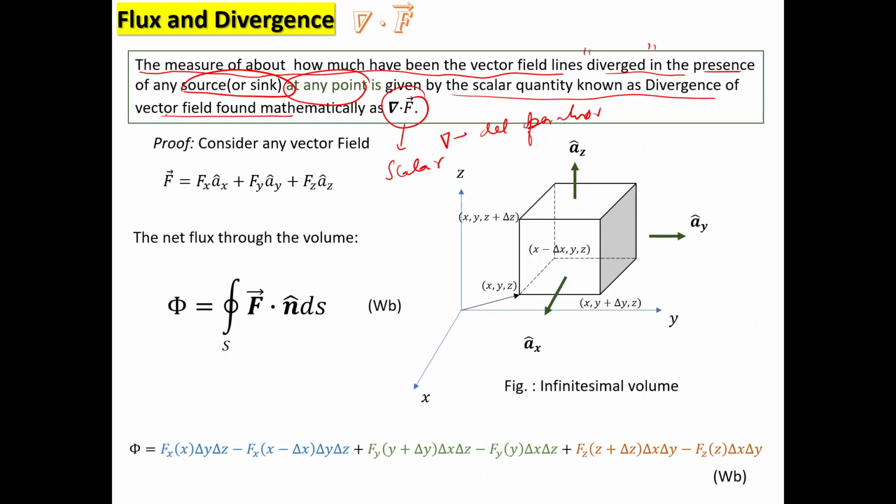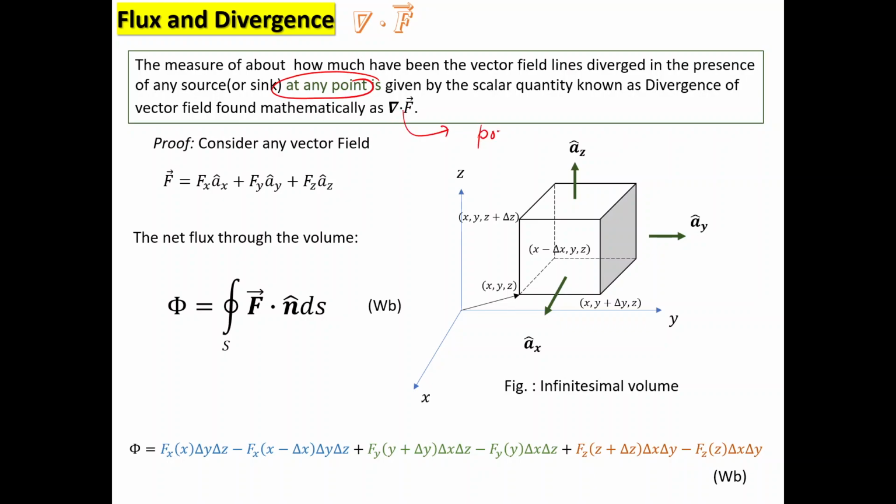Now, divergence indicates the presence of a source or sink at any point. Hence, we can say divergence is also a point function. Since this is a scalar quantity, this is a scalar point function.